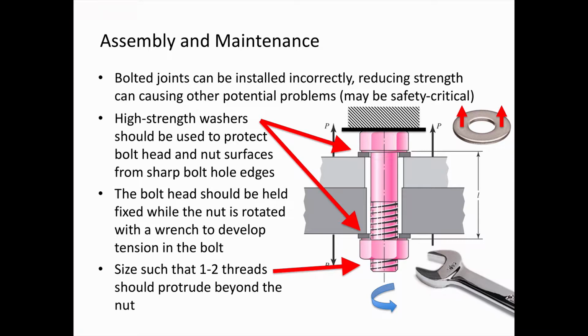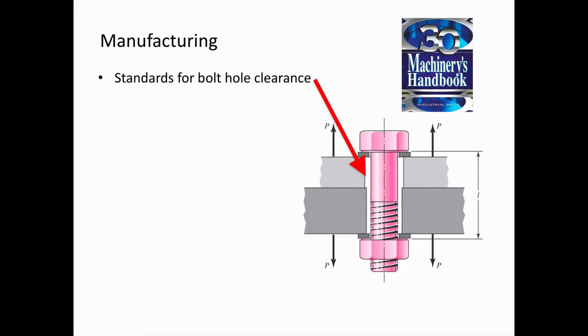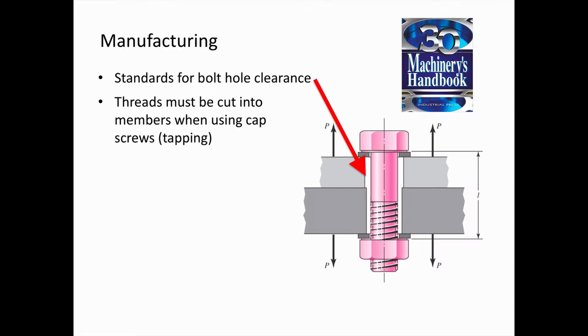It's good to design bolted joints and size the bolts such that you have about 1 or 2 threads protruding from the end of the nut after tightening. Let's talk a little bit about manufacturing. There are standards for bolt hole clearances depending on the size of the bolt. You can look those up in manuals such as Machinery's Handbook.